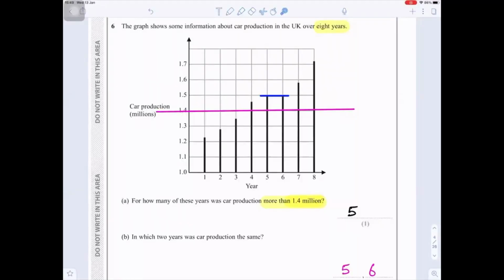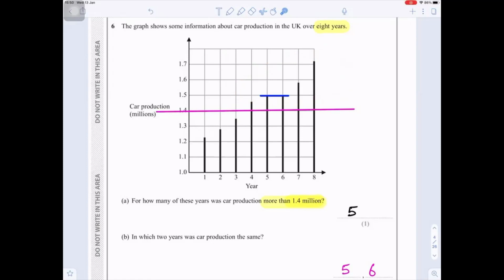Question number 6. The graph shows some information about car production in the UK over 8 years. So car production in millions is on the y-axis and the years on the x-axis. How many of these years was the car production more than 1.4 million? So you go to the graph, you draw the pink line at 1.4 million, and you look for all the ones which are above.